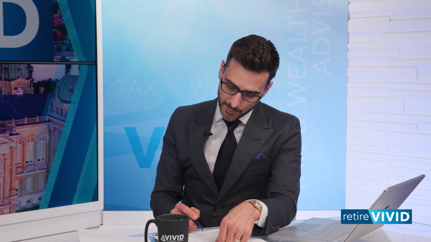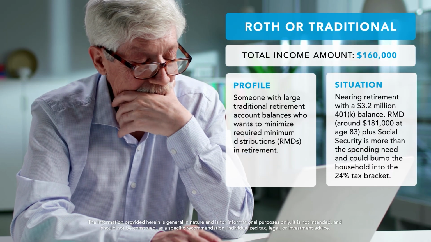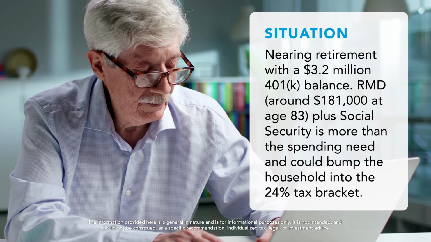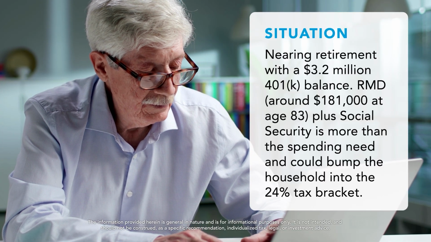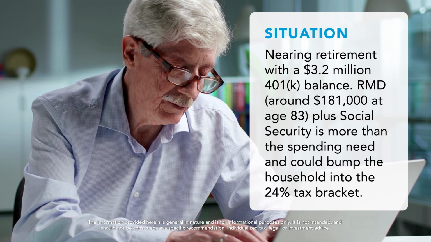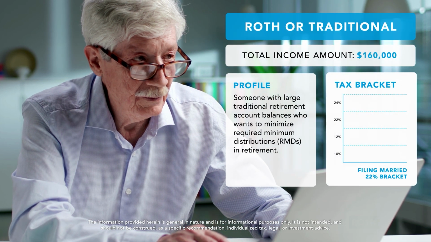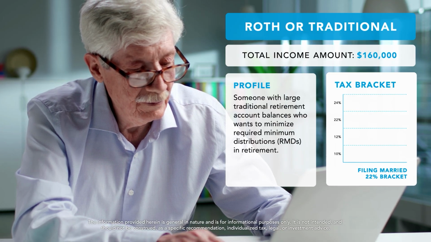Well, and so looking at the situation with this example, they're approaching retirement. They've got $3.2 million in 401ks. Their RMD is going to be around $181,000 at age 83. Plus, they've got Social Security. They could potentially bump into those higher tax brackets. So again, which would they likely benefit from?